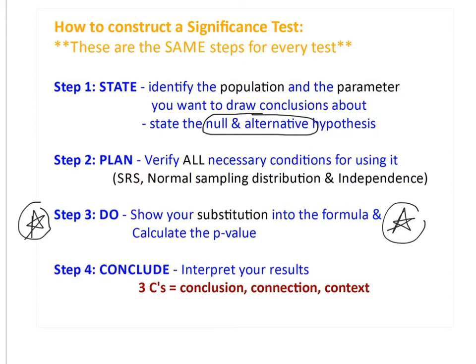So step 3 is when I show my substitution into the formula and I calculate my p-value. So we're going to go through what this means, but make sure you get down these parts of step 3. It's substitution into a formula, and we find the p-value. Those are the 3 parts we need in the do step. And then we conclude. We bring it back together. This is the interpreting p-value video. So we're going to go over this again, but for the conclude, we've already talked about it in interpreting the p-value. So these are my 4 steps.